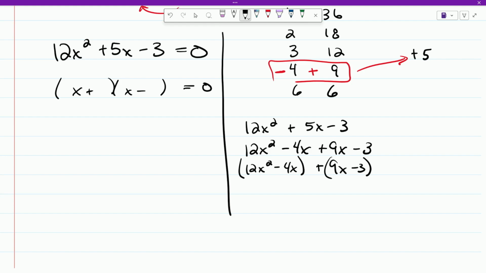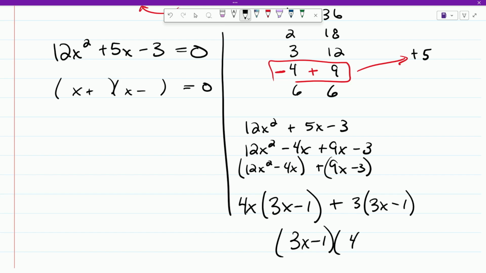So in the first grouping, I can factor out 4x. That's going to give me 3x plus 1. In the second grouping, I can factor out 3. That's going to give me 3x minus 1, my bad. So I know the factored form is going to be 3x minus 1 times the quantity 4x plus 3. That is what I'm going to put up over here to the left. So 3x minus 1, and then 4x plus 3. Okay, I just fill it in. That's all I got to do.